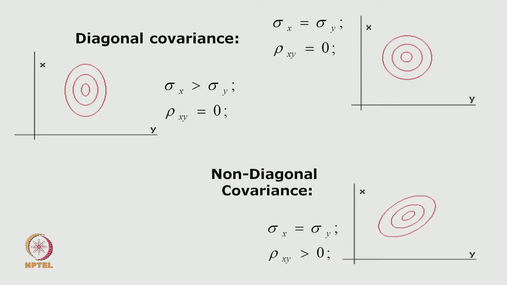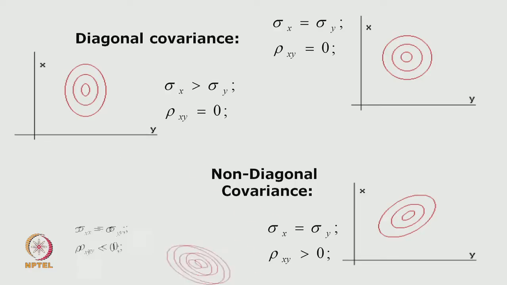What if non-diagonal terms are present? This is an example where sigma x equals sigma y, that means the variances or standard deviations along x and y are the same. However, you have a non-zero off-diagonal term as given here, and that dictates that the scatter of the data will now have an inclination along a particular direction. It will have a trend which shows that as x increases, the data in y also increases.